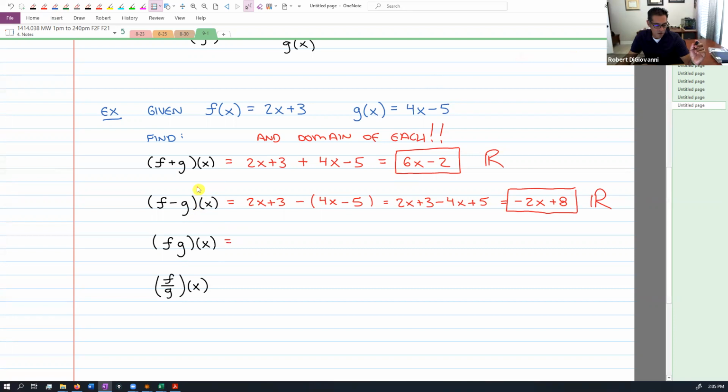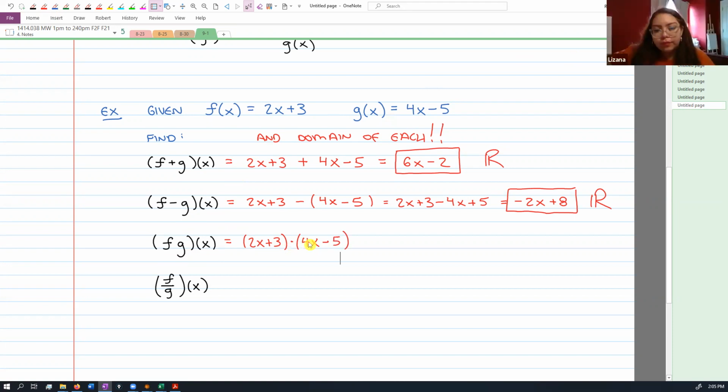On this third one, Lizana, the f and the g together mean multiplication. Right, so we want to take these two functions and multiply them. That means I want 2x plus 3, and I want to multiply it times 4x minus 5. So very important that they're both in parentheses. That way we can FOIL.